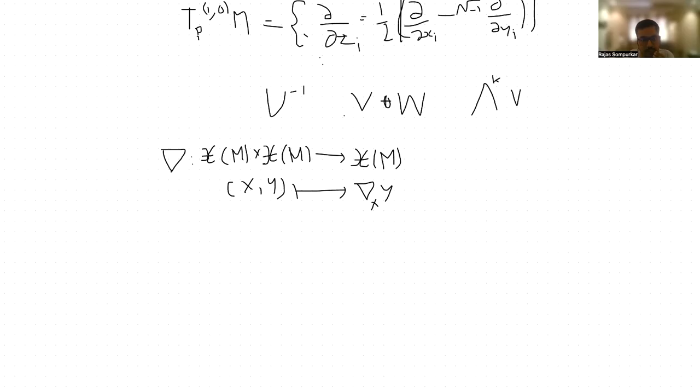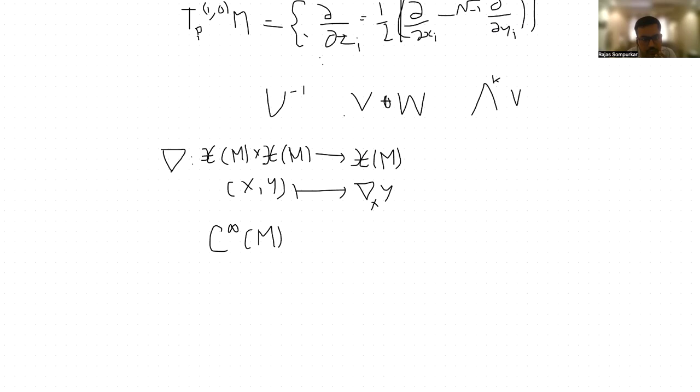So this map should be bilinear in both the coordinates, and in the first coordinate it should be C infinity of M linear. This C infinity of M is the ring of smooth functions on the manifold M, smooth real valued functions on the manifold M. And then this X of M will be a module over C infinity of M.